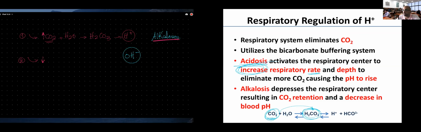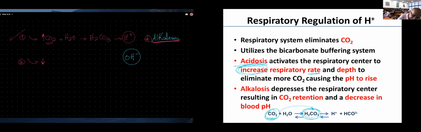Would you like to increase or decrease? If a person has alkalosis, would you like to increase carbon dioxide or decrease carbon dioxide in the blood? Anyone else? If you have alkalosis, you want to increase carbon dioxide levels. And how would I increase carbon dioxide levels in the blood? By breathing faster or slower?